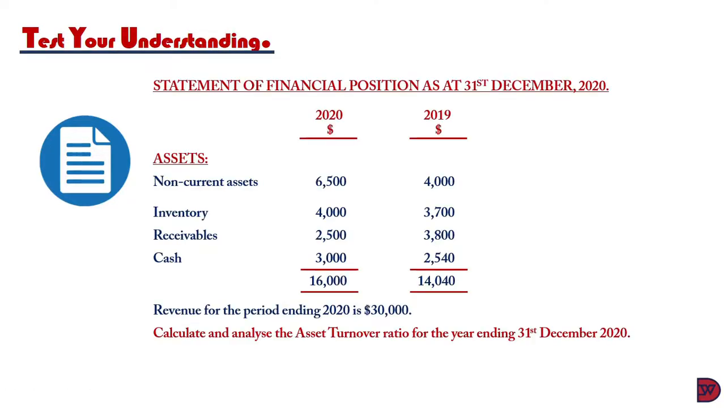Let's test our understanding. We have an extract of the statement of financial position as at 31st December 2020. We have the assets for 2020 and 2019: the non-current assets, inventory, receivables, cash, leading to total assets of 16,000 for 2020 and 14,040 for 2019. The revenue for the period ending 2020 is $30,000. We are to calculate and analyze the asset turnover ratio for the year ending 31st December 2020.